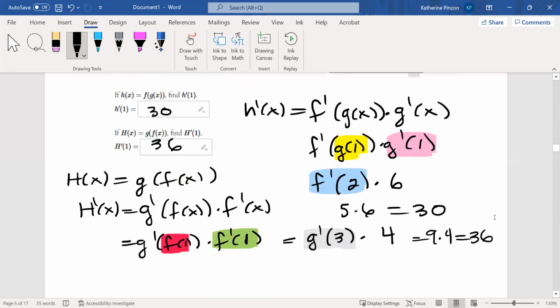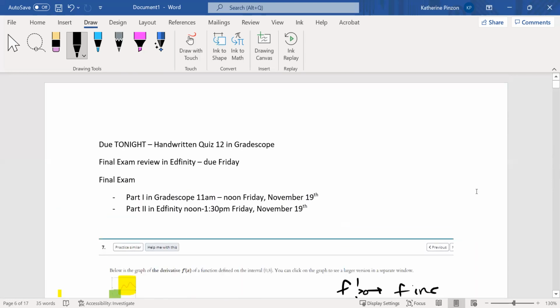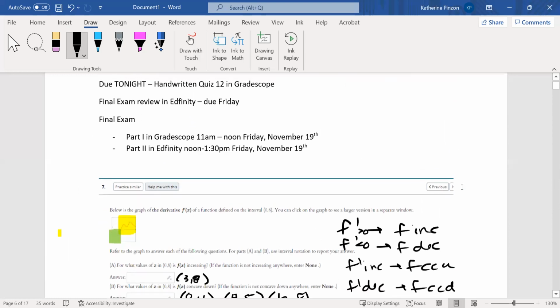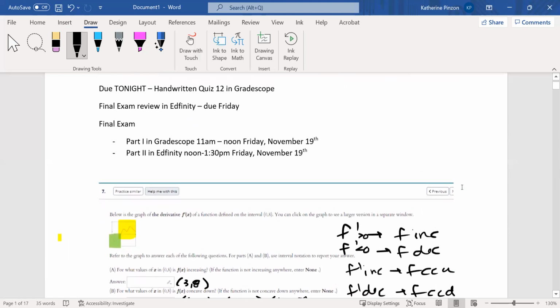Yeah. Other questions from the homework, from the Edfinity review? It's like you think of any super hard related rates or optimization problems. I mean, it's never the intent of a final exam to ask super hard things, right? That should never be the plan.